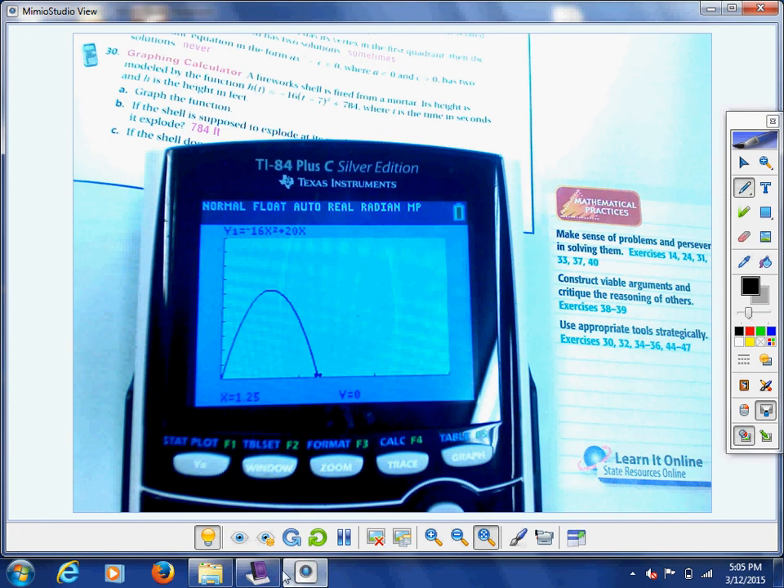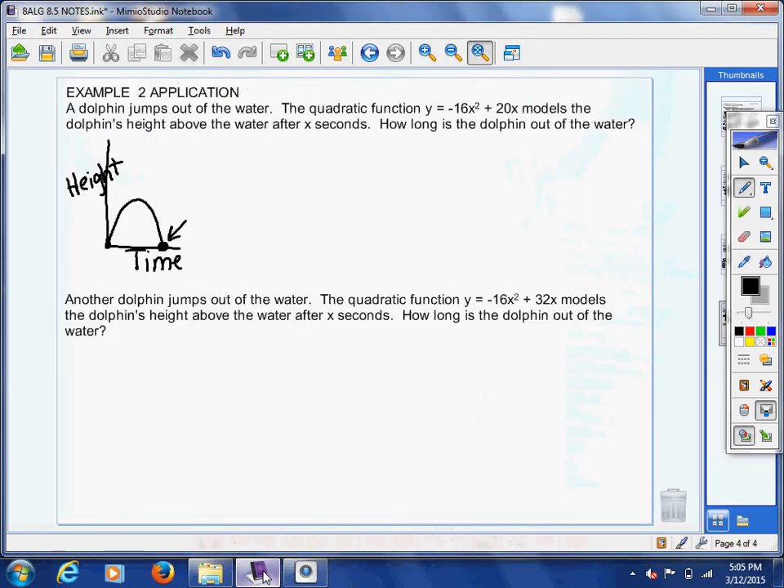So let me switch back to Mimeo, and that's what our calculator said. When y is 0, that means it's landed back in the water again. X is 1.25 seconds, and I used the trace button to help me find that. And because I knew what I wanted y set at, I wanted y to be 0, I knew that I could use my left or right cursor arrows to help me get there. And in this case, I used the left one.